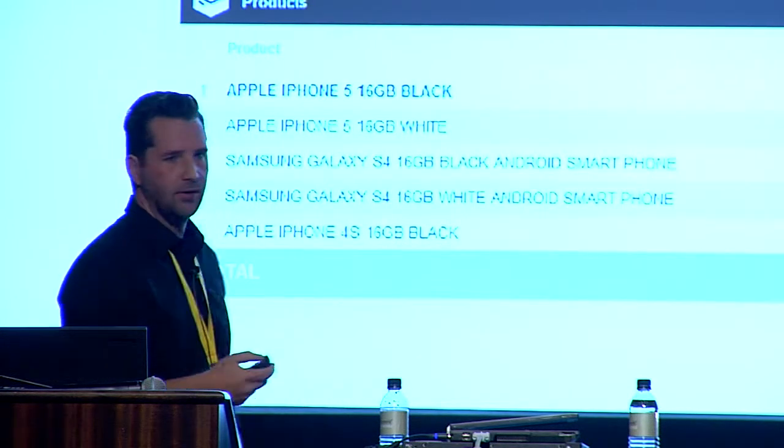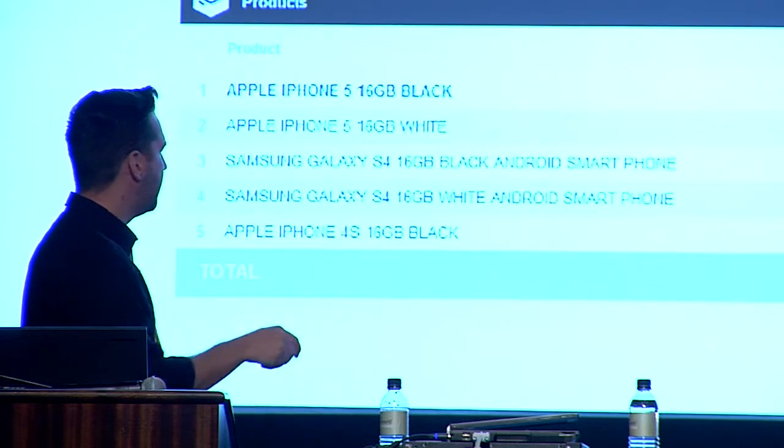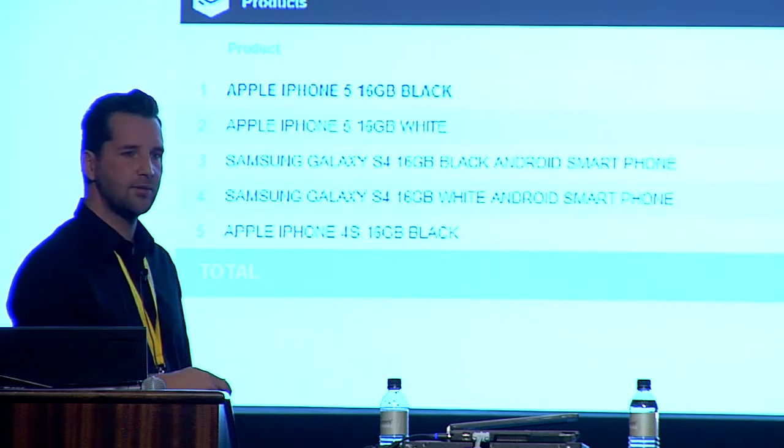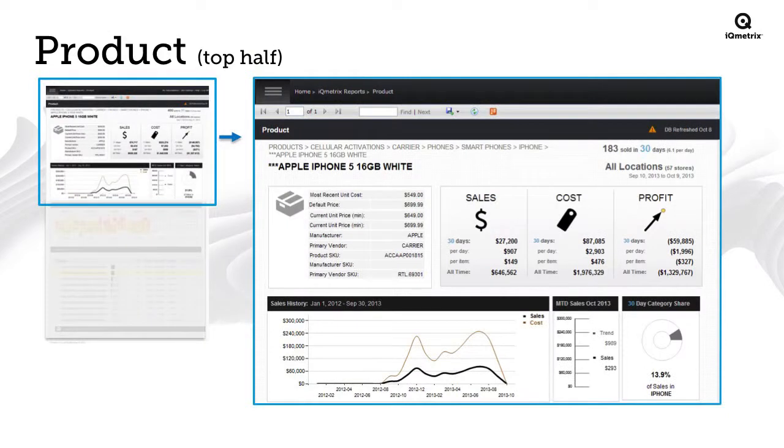So here's an example. We're looking at top and bottom performers. We see that we have some products down here, and we have a little button that we can push to drill into those products. So if I want more information on this Apple iPhone 16 gigabyte white, I will click this little button, and then I'll zoom off to the product report, which is going to load for the Apple iPhone 16 gigabyte white. And it's going to take all of the parameters from the report I was looking at and apply them to this one. So in the last report, I was looking at a 30-day range, and that's over here. I was looking at all locations, which is 57 stores.